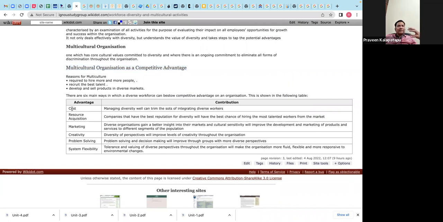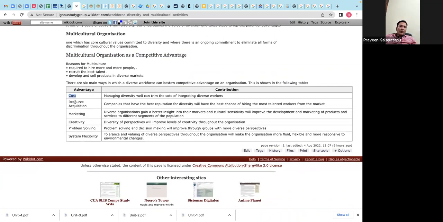The moment you are open to hiring from various cultures, you have more talent. So you can recruit from any one of them. You have more people. You can actually identify the best talent from all the diverse cultures and recruit. And you can develop products which are much more sellable in diverse markets, right? So there are multiple advantages.